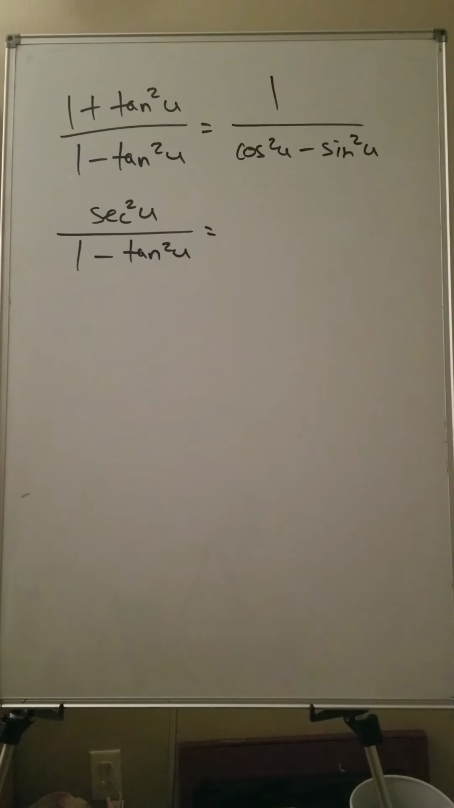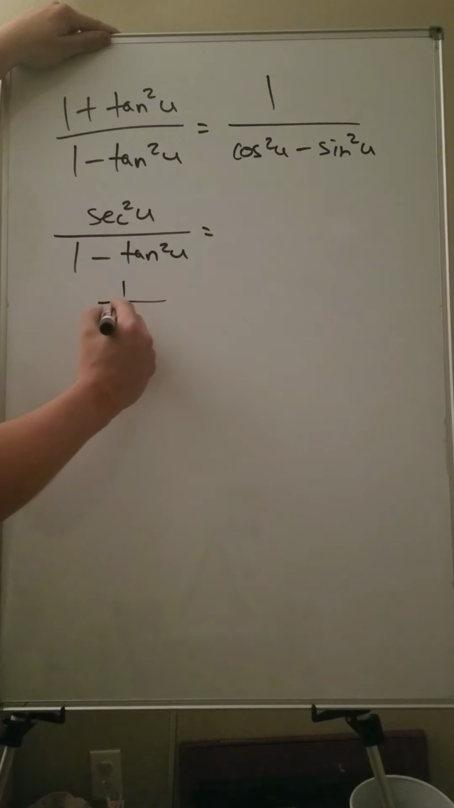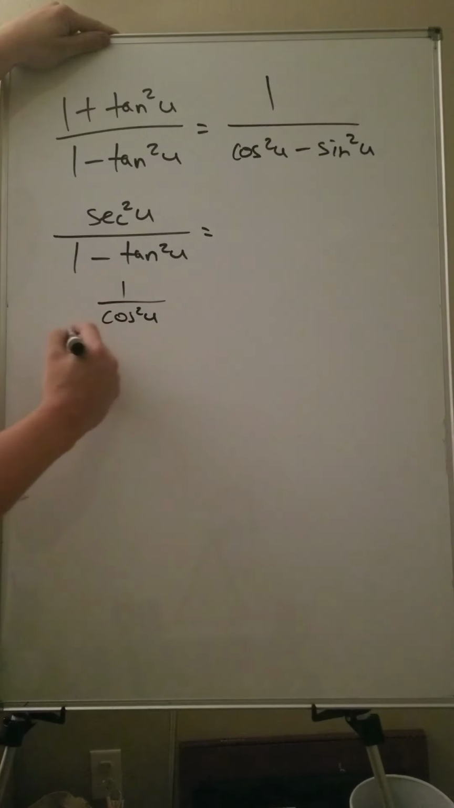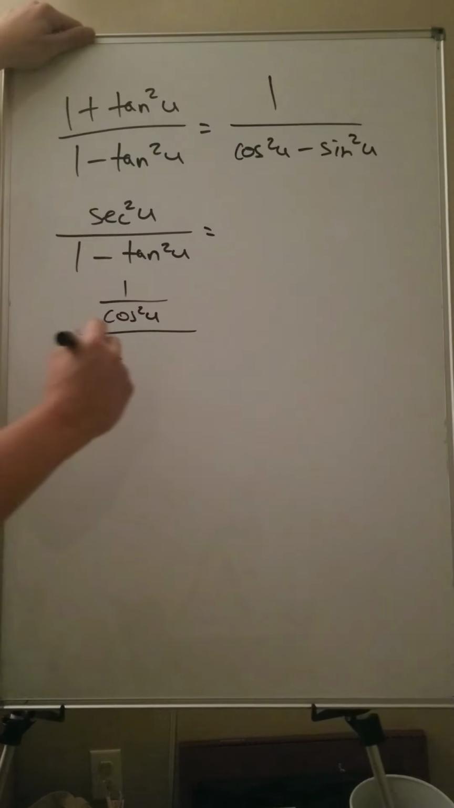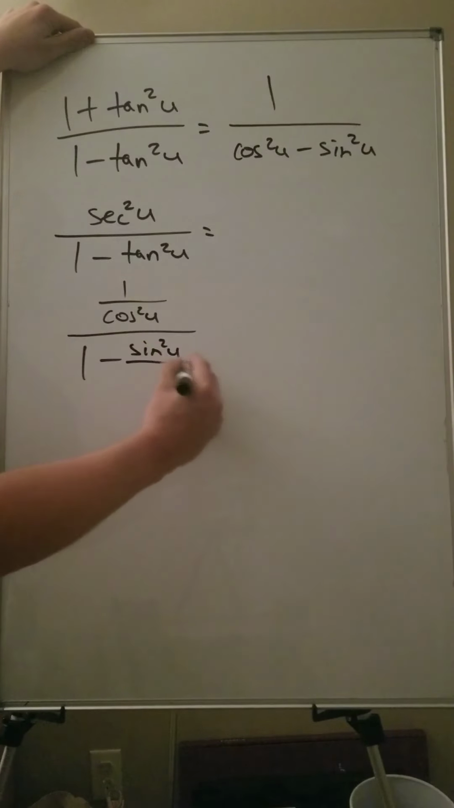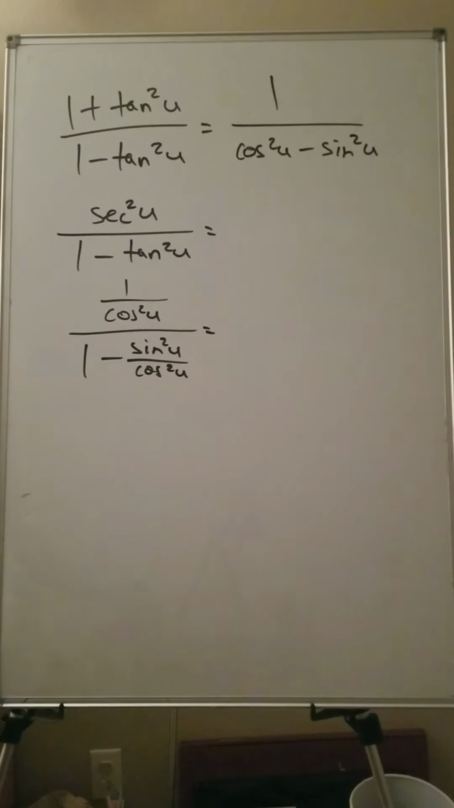So I don't have any identities that I can really fall back on. But what I do notice is I still have the one trick in our tool bag, our last ditch effort, which is, maybe I'll turn everything into terms of sine and cosine. So let's do that. Secant is really the reciprocal of cosine, so secant squared u is really 1 over cosine squared u. I just have 1 here, minus, well, tangent squared is really sine squared u over cosine squared u. So let's see if that does anything for me. I turn this expression into everything in terms of sine and cosine.